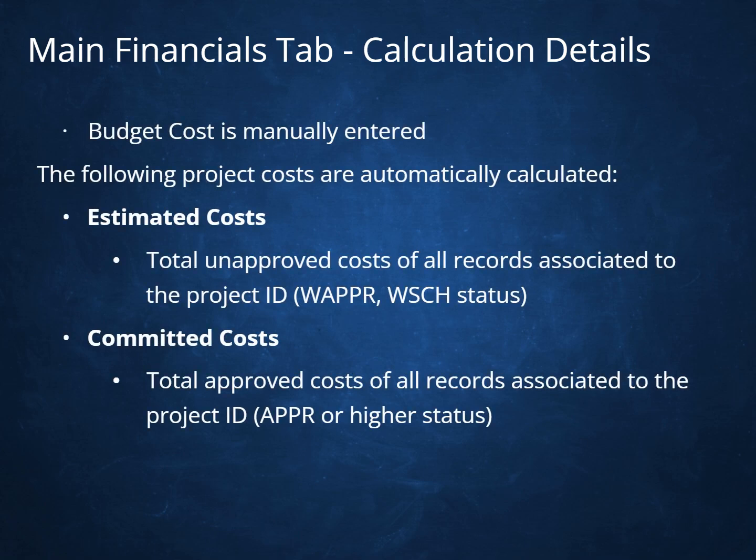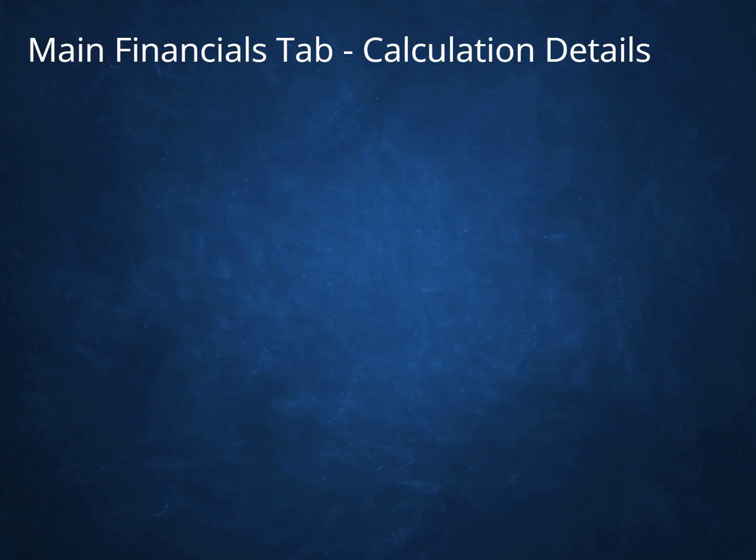Main Financials tab, Calculation Details. Budget cost is manually entered. The following project costs are automatically calculated. Estimated costs: total unapproved costs of all records associated to the project ID, in WAPPR or WSCH status. Committed costs: total approved costs of all records associated to the project ID, in APPR or higher status.